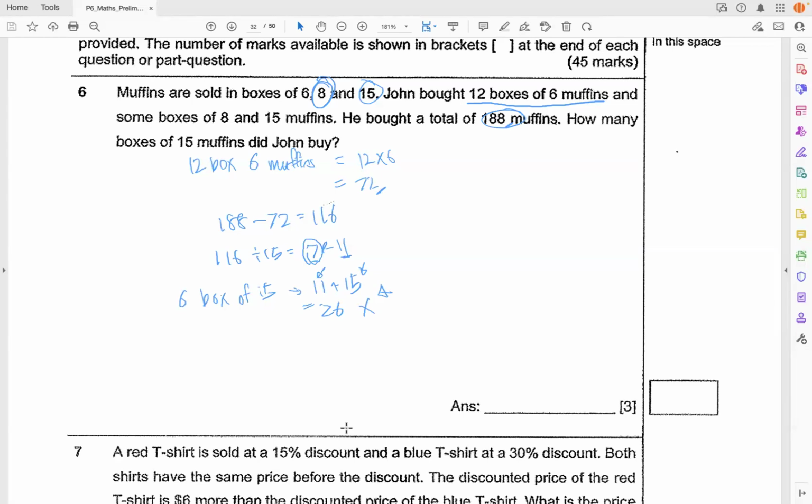I did a different way. I did 116 minus 56, then I got 60. Then 60 divided by 15, I got 4. Minus how much? Minus 56. And where do you get 56 from?